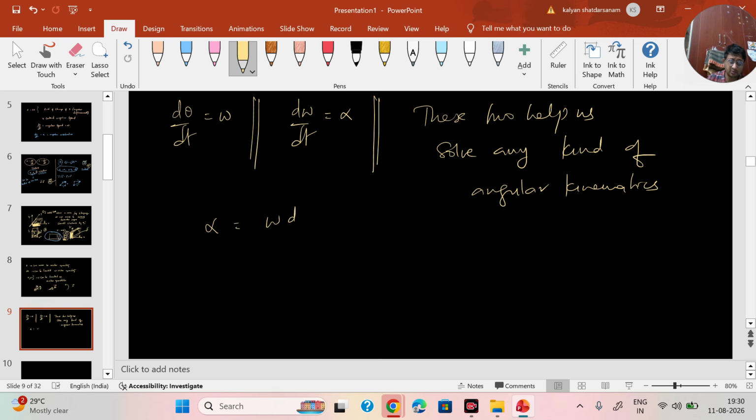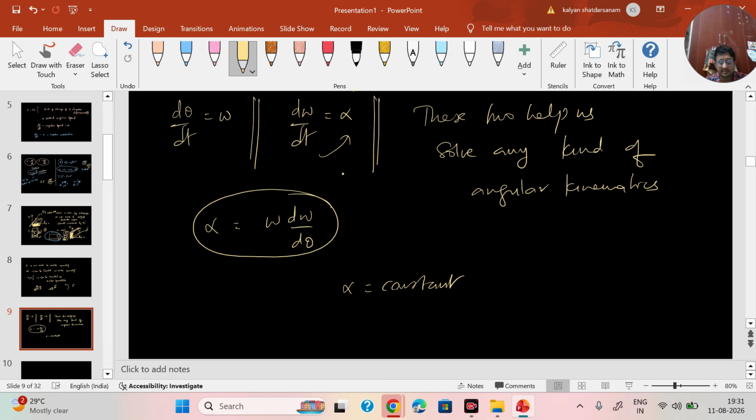Alpha is omega d omega by d theta, something like a equal to v dv by dx, right? We have this also. Now, most of the times we have a special case, just like in kinematics, which is alpha is constant. We get this special case most of the times. You can also get cases where alpha is a variable, but if alpha is a constant, then you can integrate this. So d omega is alpha dt, and when you integrate from 0 to t and omega naught to omega, alpha is a constant, pull it out. So you get omega minus omega naught is alpha t, or omega is omega naught plus alpha t.